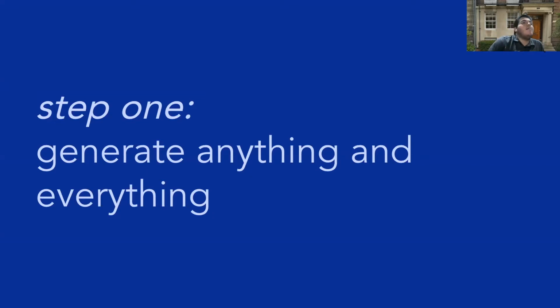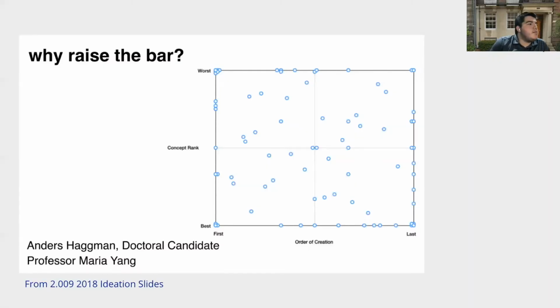So this diagram here is from the 2009 slides. On one axis, it's about the order in which the idea was created or mentioned or brought up. And on the other axis, they rank the ideas from best to worst.